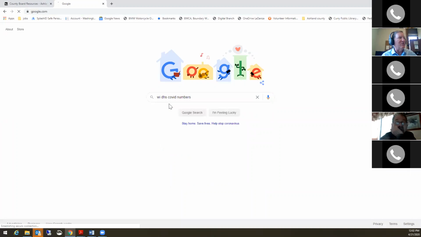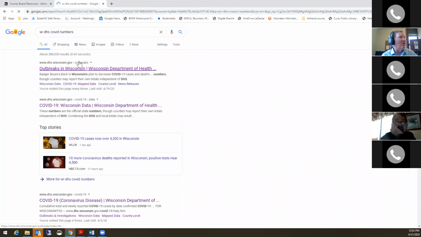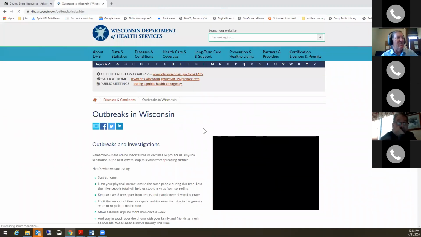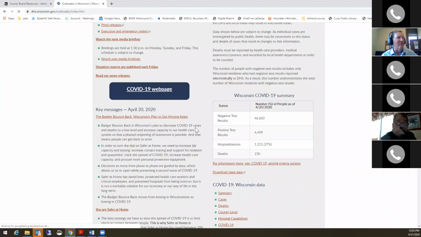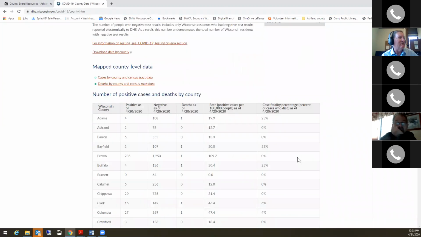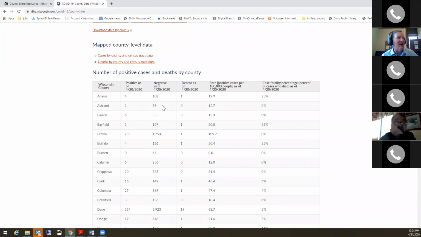Yeah, so I would just Google Wisconsin DHS COVID numbers, and you can see on this website here, these are the numbers for all of Wisconsin. And then at the county level, here's Ashland County. We've had 2 positive cases, 76 negative, 0 deaths. So the DHS site is a wealth of information.